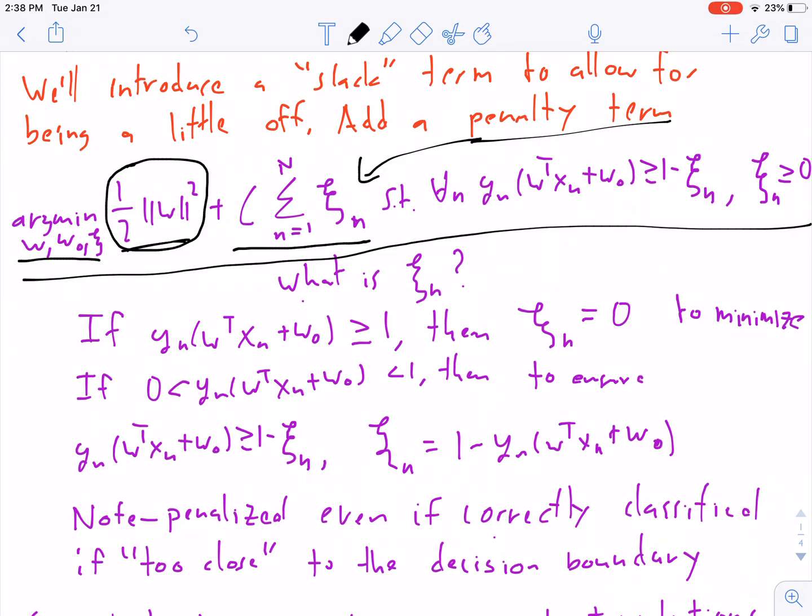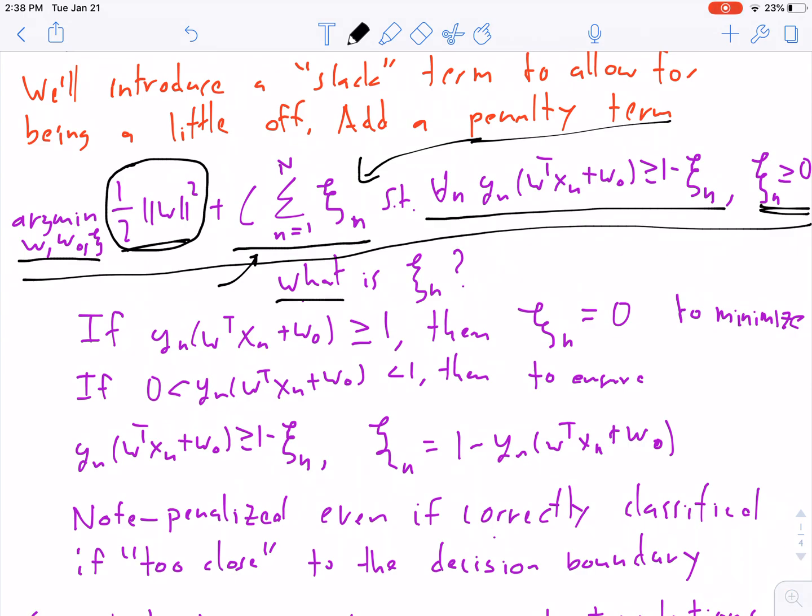And then we're going to impose the condition that for any data point, yn times w transpose xn plus w naught is greater than or equal to 1 minus the slack term. And also, we want the slack terms to be greater than or equal to 0. Otherwise, for points that we classify really, really well, we could make the slack term negative, and then it would lower the loss, which is not something that we want to happen.